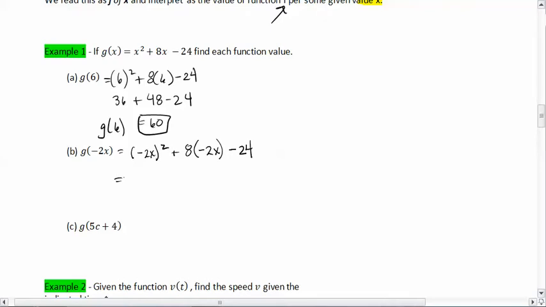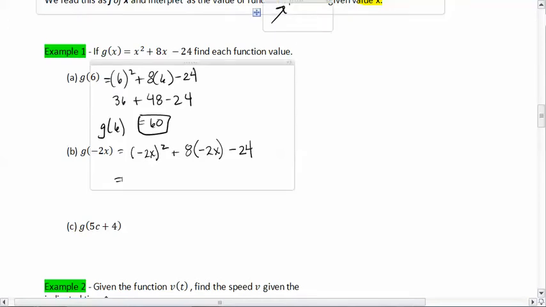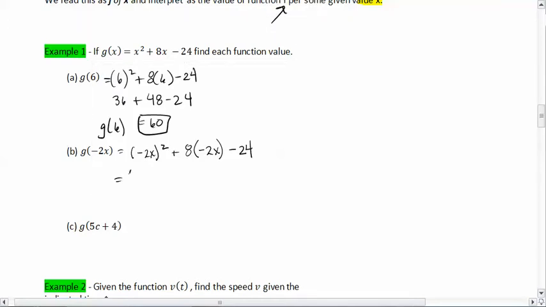What we get here is positive 4x squared minus 16x minus 24. And that's actually our answer. We can't simplify it any more than that.